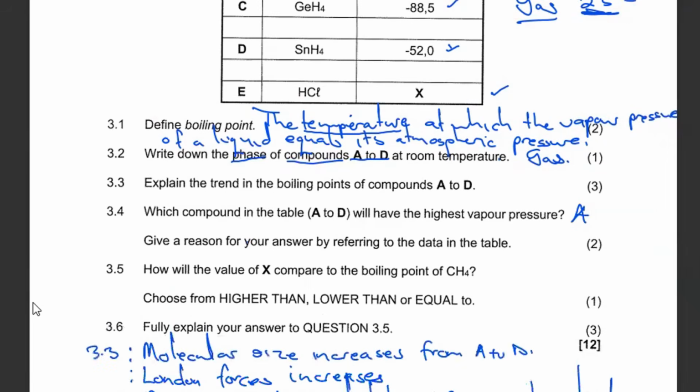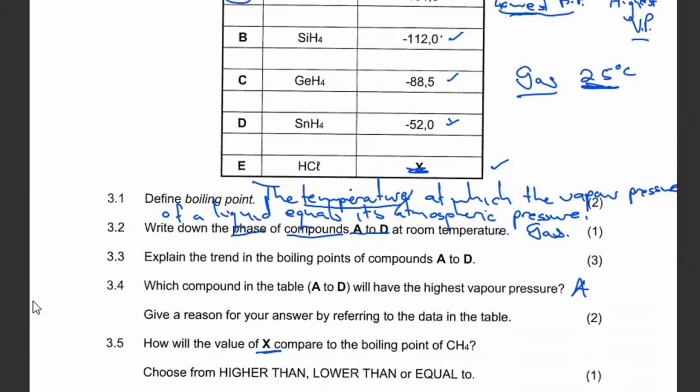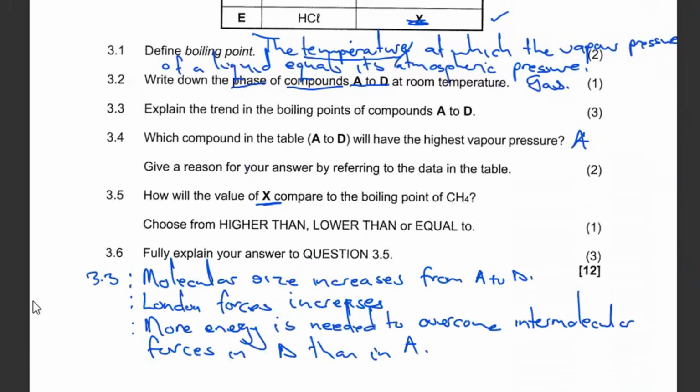Then 3.5: how will the value of X compare to the boiling point of C4? Choose from higher than, lower than, or equal to. C4 has the lowest boiling point. As you are moving down, you can see the trend: the boiling point also increases. So automatically X is going to be higher than. The correct answer there is higher than.